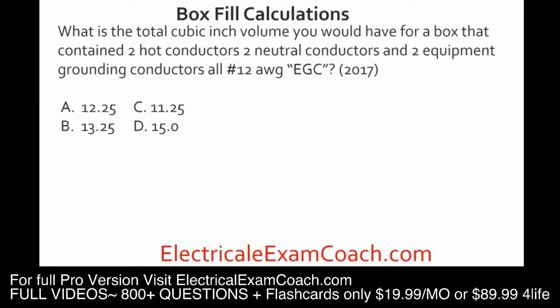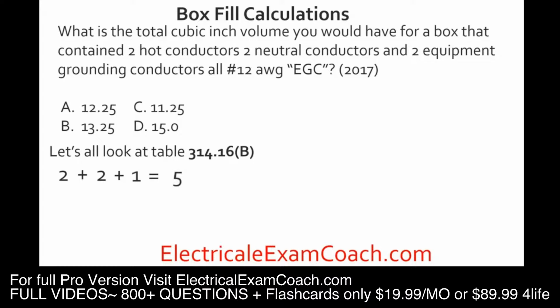What is the total cubic inch volume you would have for a box that contained 2 hots, 2 neutrals, and 2 equipment grounding conductors, all of the 12-gauge persuasion in the 2017? Well, we know we're going to count our 2 hots, we know we're going to count our 2 neutrals, and all of the equipment grounds count as 1 total. We would have a total of 5 cubic inches. We do the math for 12-gauge conductors, and we end up with 11.25.